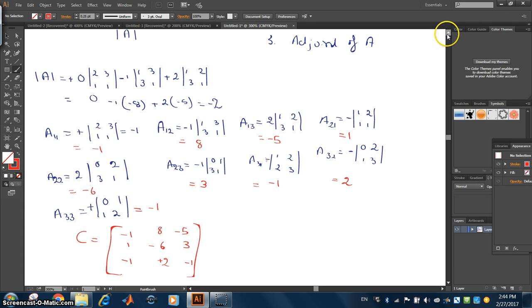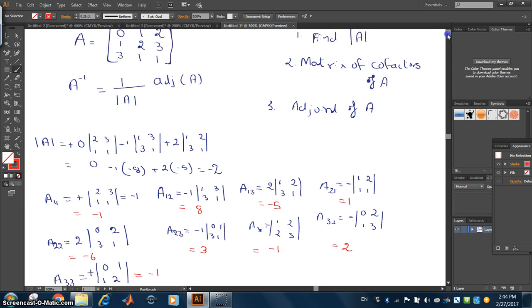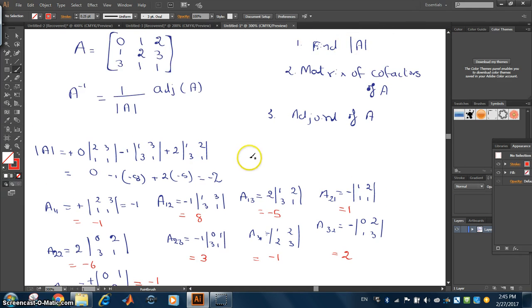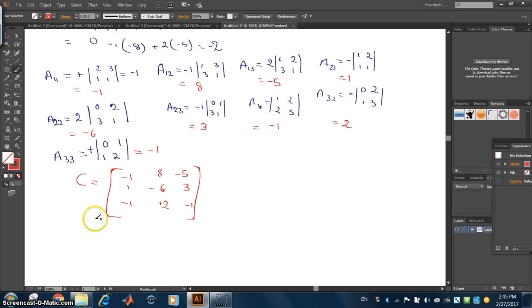So what all we have done to find the inverse? Find determinant of A, we have found out is minus 2. Matrix of cofactors of A, this also we found out. Third one is adjoint of A. How do we get adjoint of A? Adjoint of A is transpose of C. So we have to write transpose of C. First row into first column, second row into second column, third row into third column. This is transpose of C.